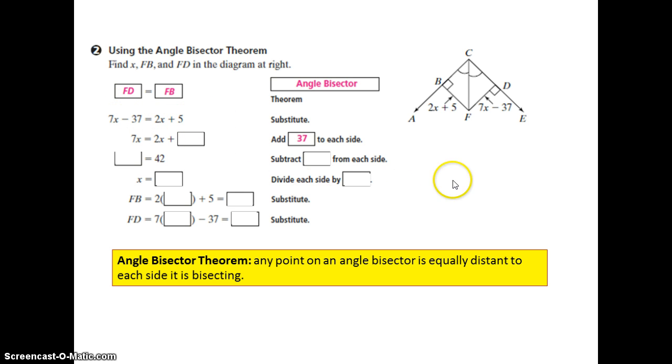So we're then going to add 37 to both sides. We get 42, and then we subtract 2x from both sides. We end up with 5x equals 42, and so therefore divide each side by 5. So we find out that x equals 8.4. So x is 8.4. That's one thing we wanted to find out. Also wanted to find out what FB is. So to find FB, you're going to do 2 times 8.4 plus 5, and that equals 21.8, and you can do it again if you want to, but it's going to also come out to 21.8 because both of these segments are the same. We've already said that.